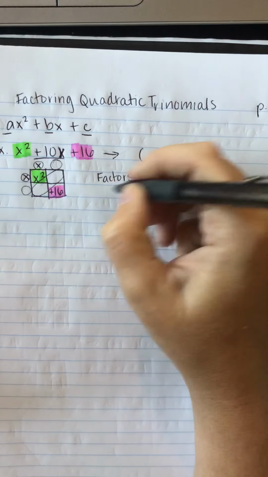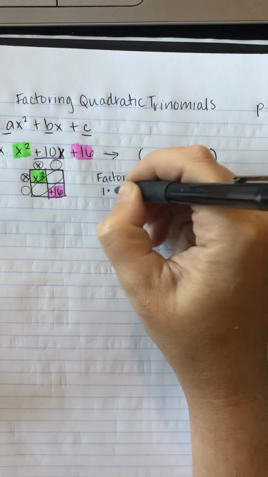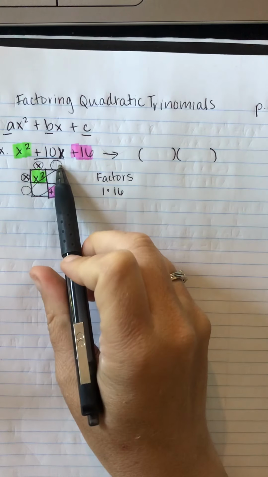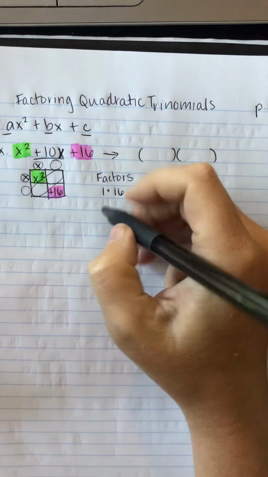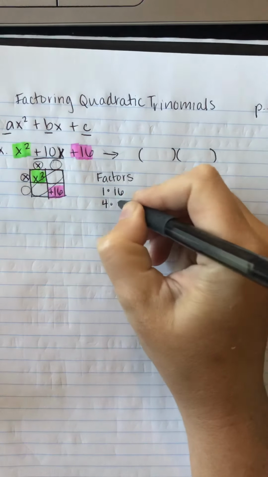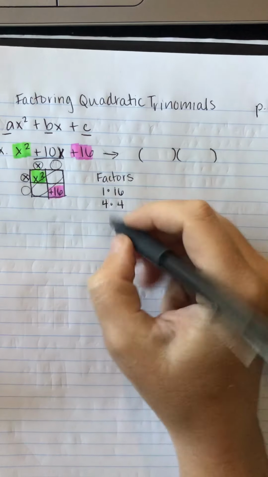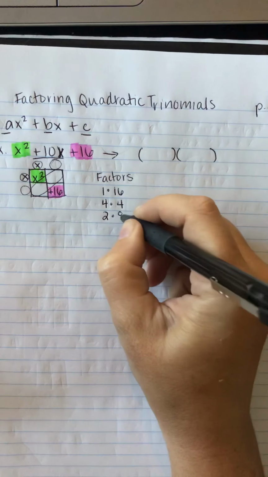All right, so one set of factors would be 1 times 16. That would give us that 16. So we could put a 1 here and a 16 there, or vice versa. Another thing that gives us 16 would be 4 times 4. And we have one more set of factors for 16. That's going to be 2 times 8.